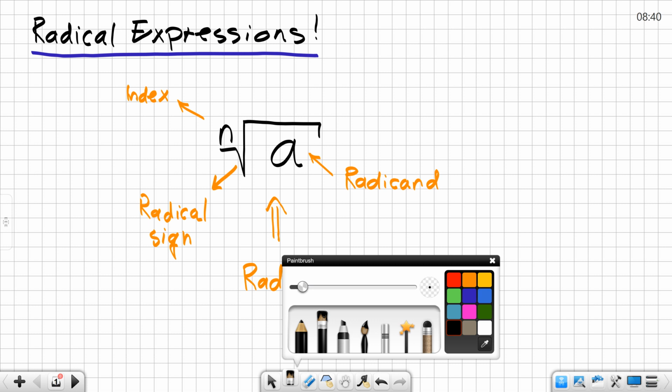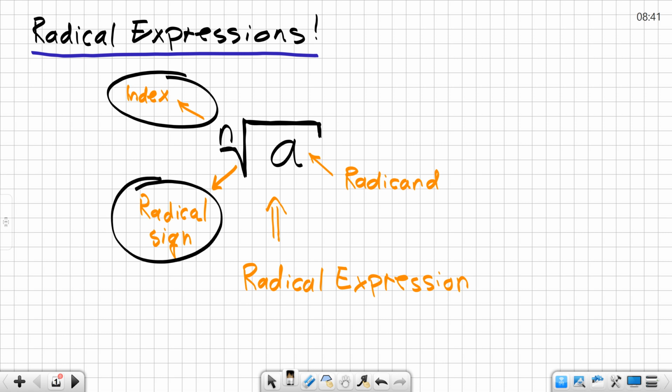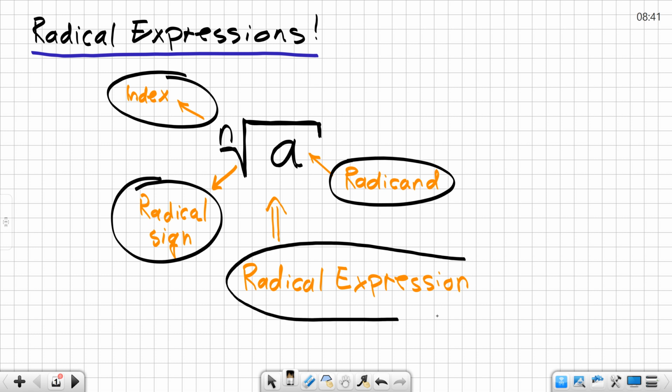So if I have something that looks like this here, then up here, this n is called the index. This weird sign here is called the radical sign. Whatever is underneath the radical is called the radicand. And this whole thing together is called a radical expression.